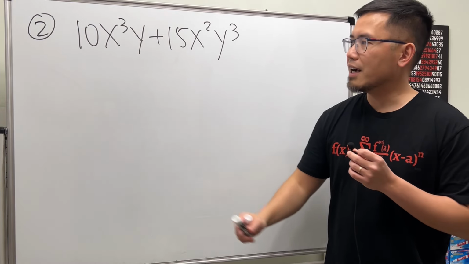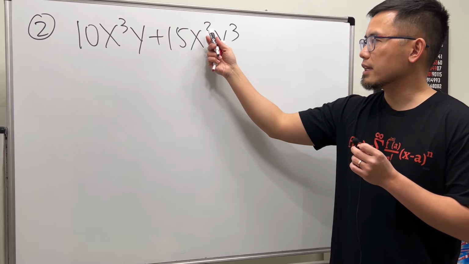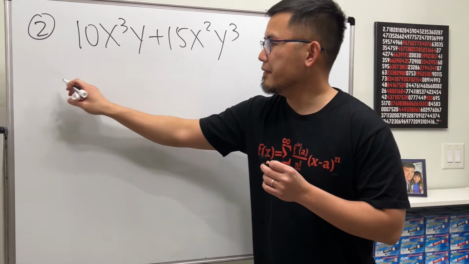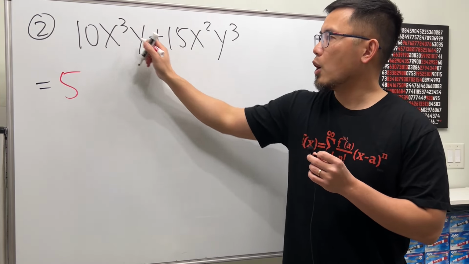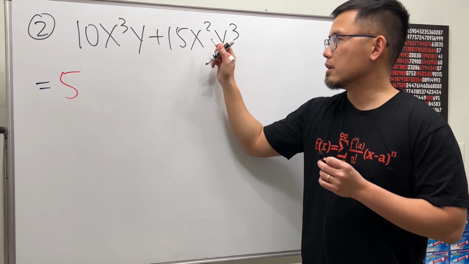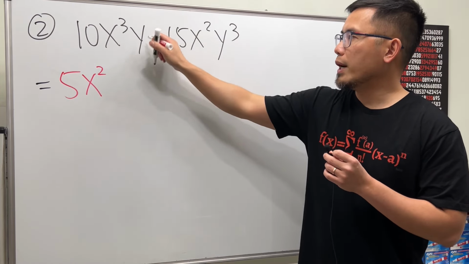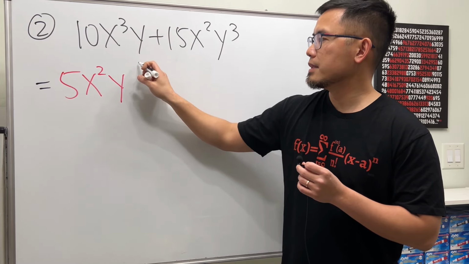For the second one, we have 10x to the third power times y plus 15x to the second power times y to the third power. For the 10 and then the 15, we can factor out a 5. x to the third power, x squared, we can factor out x to the lower power, the second power here. y to the first, y to the third, we can factor out y to the first.